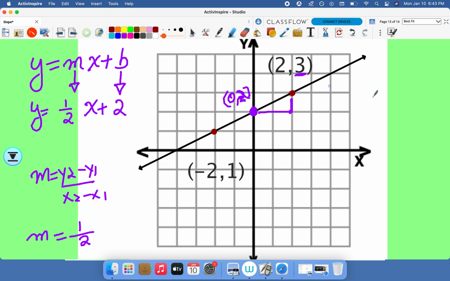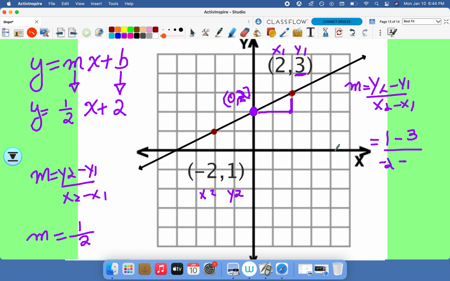If you didn't have the picture, let's just pick 2 points. Let's pick 2 and 3 and -2 and 1. Let's call this x1, y1, and this x2, y2. So we'll do the slope formula: m equals y2 minus y1 over x2 minus x1. y2 in this case is 1, y1 is 3, over x2, which is -2, minus x1, which is 2.